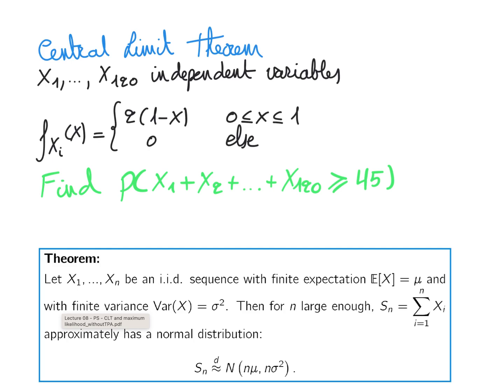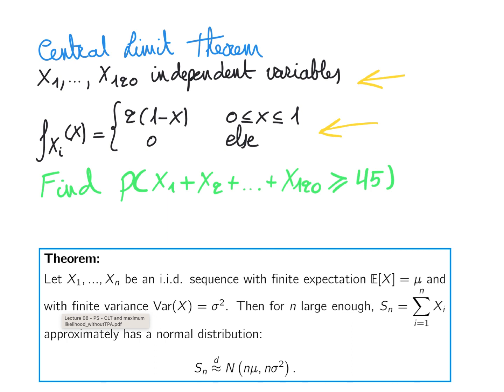Let's look at an example where we use the central limit theorem. Suppose that we have 120 different variables that are all independent. Let's call them x1 up until x120. All these variables are independent, but they all have the same distribution. And that distribution is given by this density function right here.